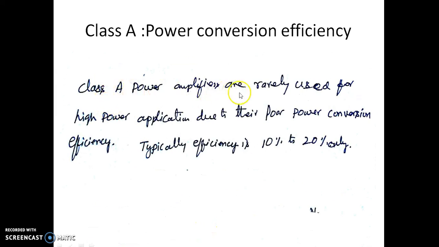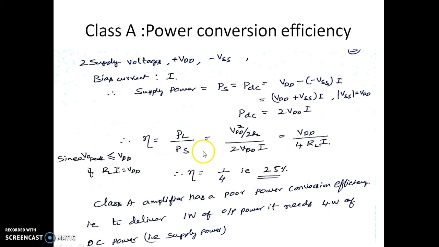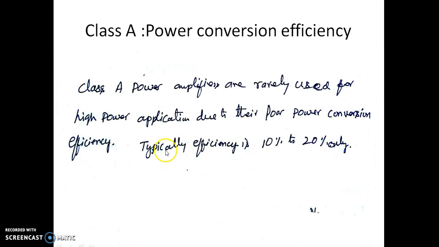Meaning, class A power amplifiers are rarely used for high power applications due to their poor power conversion efficiency. Even though the ideal conversion efficiency is written as 25%, this is the ideal case. Typically, the efficiency is on the order of 10 to 20%. So that's why at higher powers, class A power amplifiers are not used. They will be used only for powers less than 1 watt.